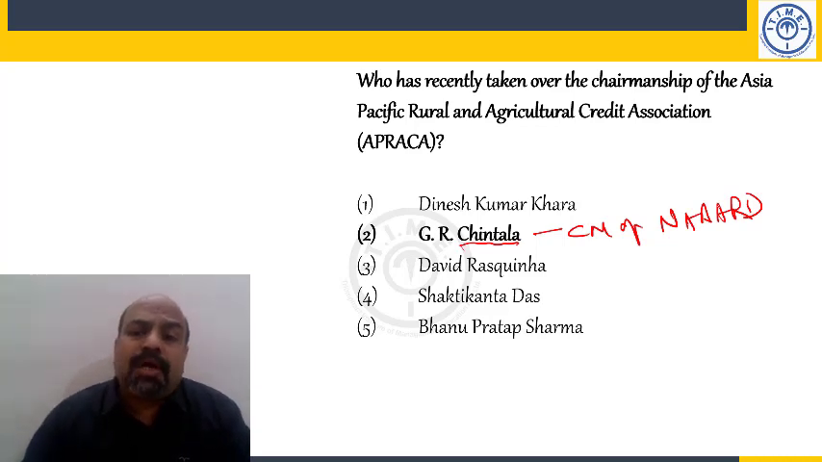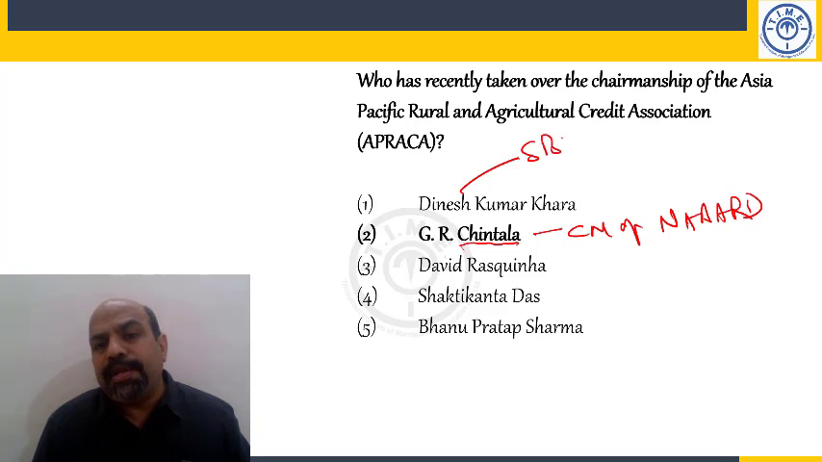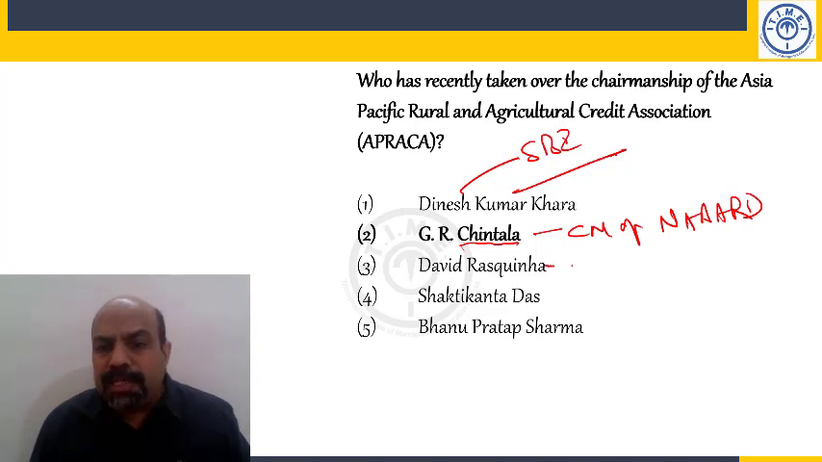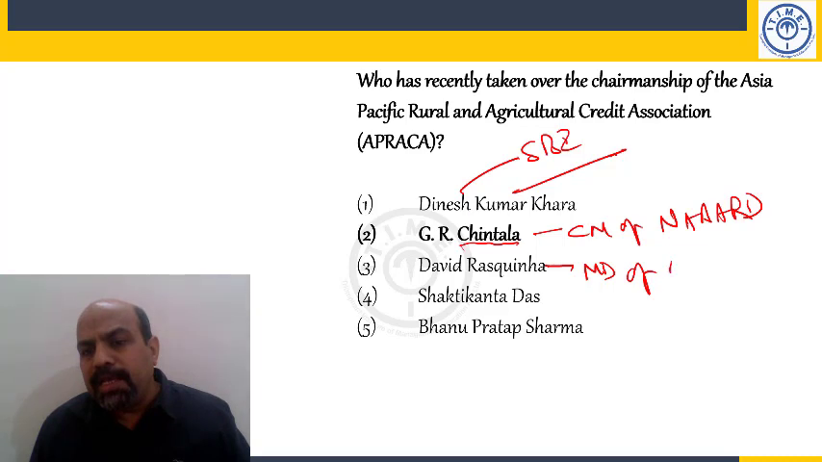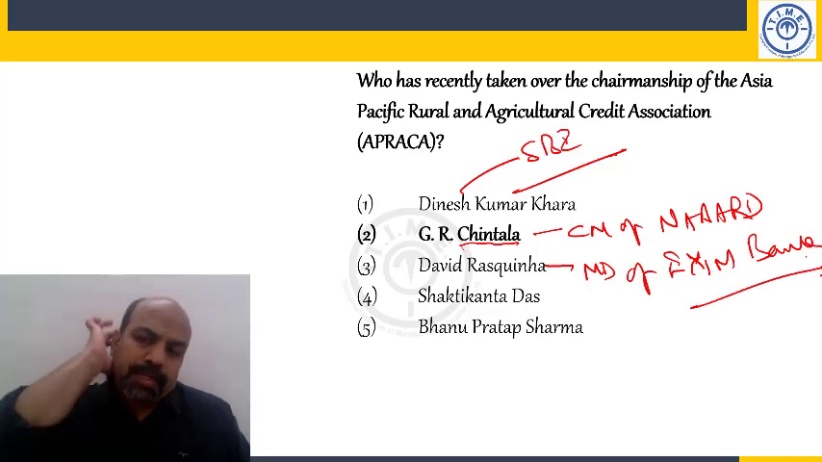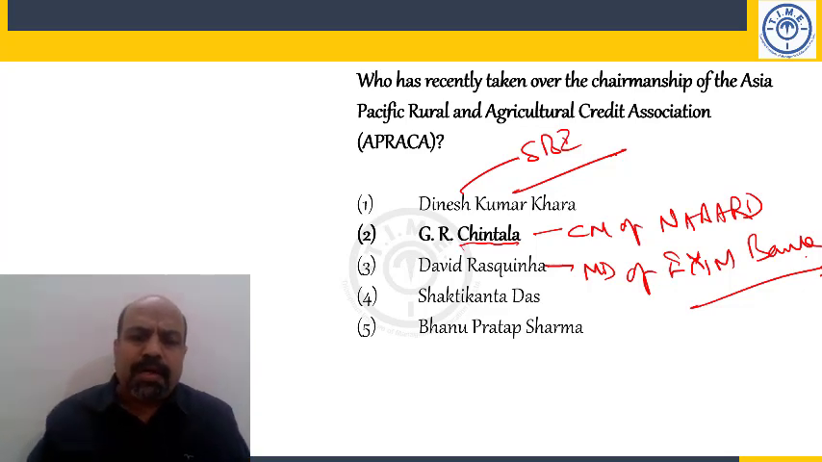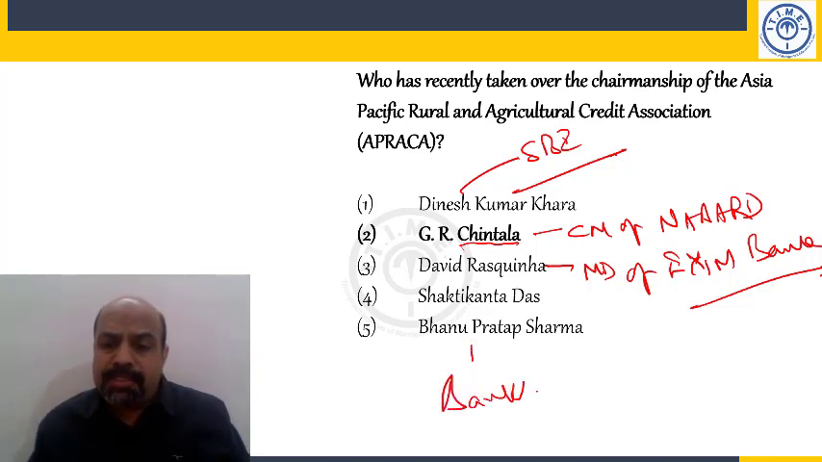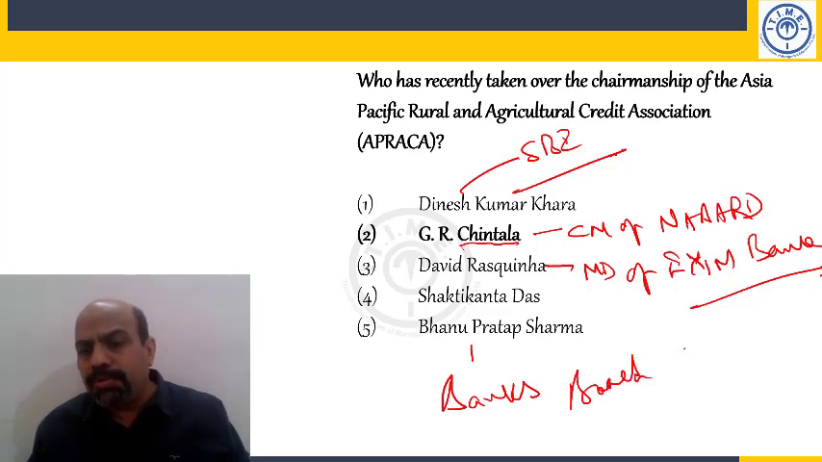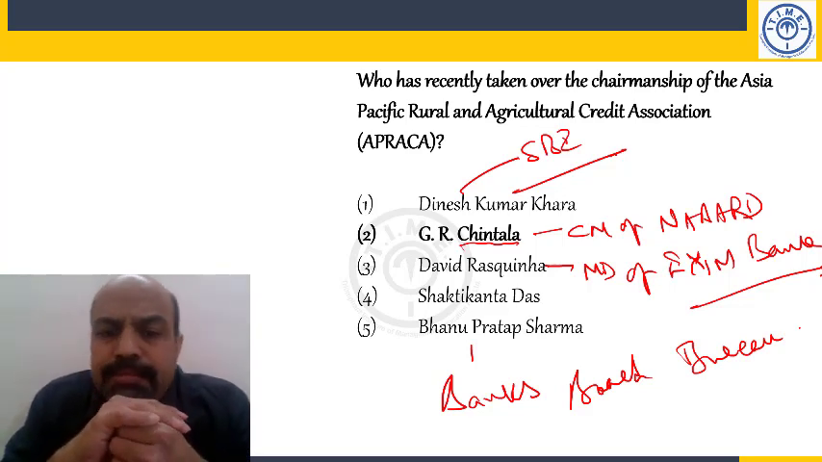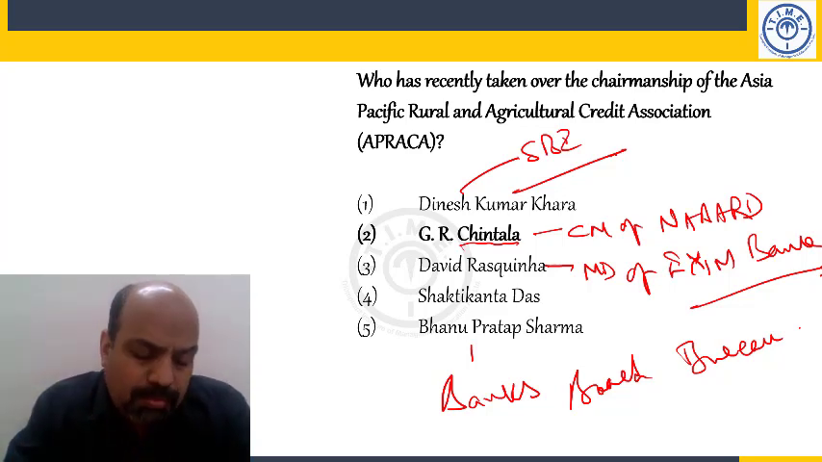Okay. Dinesh Khara is the chairman of SBI, State Bank of India. David Raskina is managing director of Exim Bank of India. Exim, that is Export Import Bank of India. Okay. Shaktikanta Das, RBI Governor. Bhanu Pratap Sharma is chairman of the Banks Board Bureau. Okay? Yeah. So all have come.